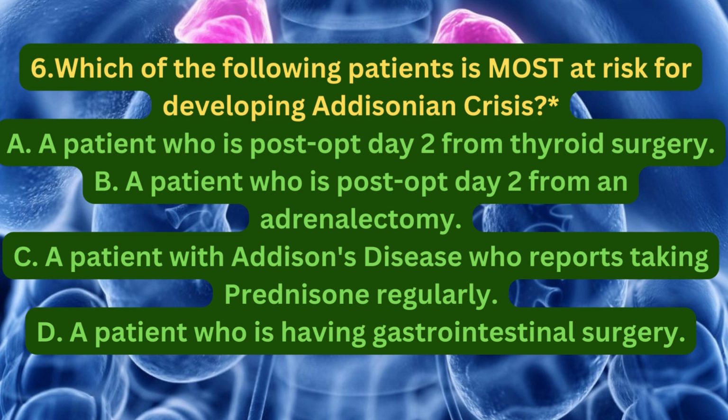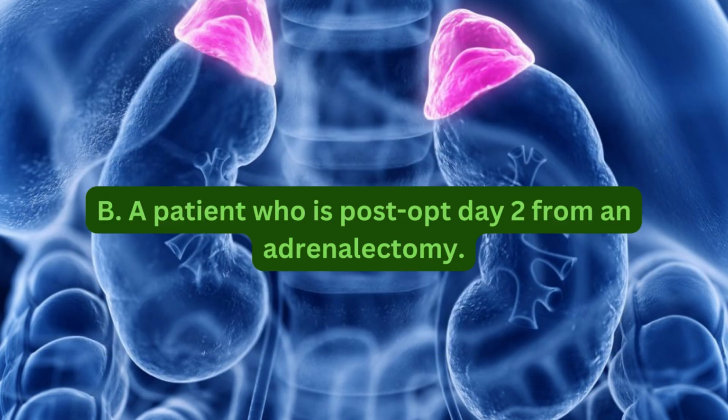You are very correct. Let's go to number 6 question, which says, which of the following patients is most at risk for developing Addison's crisis? A. A patient who is post-operation day 2 from thyroid surgery. B. A patient who is post-operation day 2 from an adrenalectomy. C. A patient with Addison's disease who reports taking prednisone regularly. And D. A patient who is having gastrointestinal surgery. Number 6 is B, a patient who is post-op day 2 from an adrenalectomy.